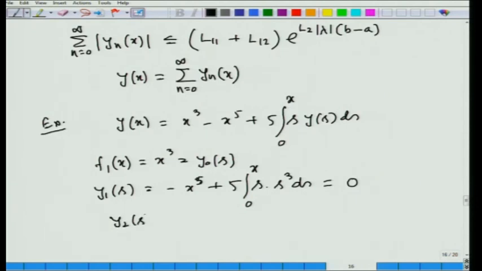So, y2 and the other terms, y3 and so on, will all be identically equal to 0. So, easily you can find y(x) equal to x cube. This is the solution for this problem. So, today I can stop at this point.